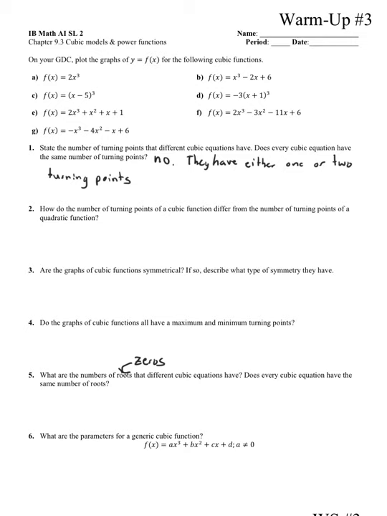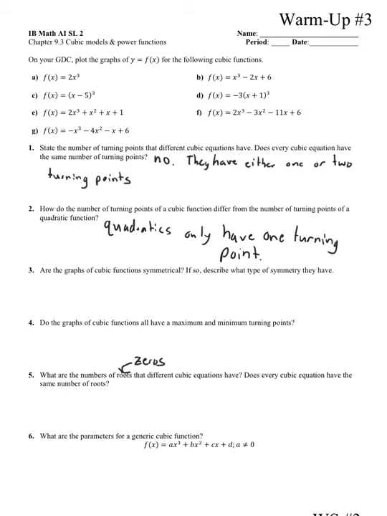How do the number of turning points of a cubic function differ from the number of turning points of a quadratic function? Well, remember quadratics, they either have a minimum or a maximum value. So quadratics only have one turning point. Okay.